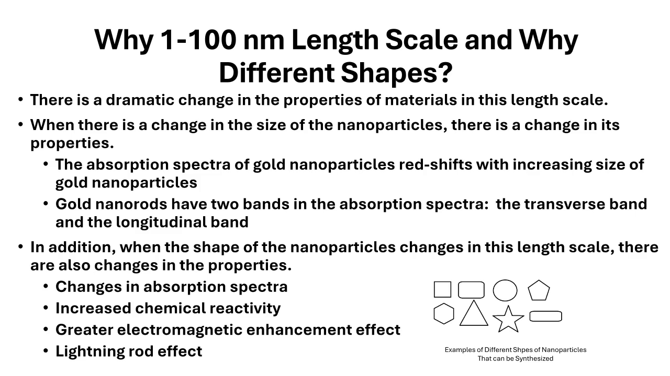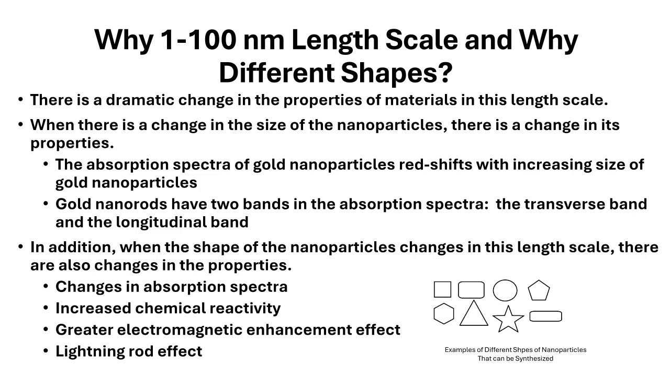Another property that changes is that the color of the nanoparticles changes as the size of the nanoparticles increases in the case of silver and gold nanoparticles. In addition, in the case of gold and silver nanorods, there is both a transverse and longitudinal surface plasmon band. The longitudinal plasmon band redshifts as the aspect ratio of the gold nanorods increases, while the transverse band remains in relatively the same position. There are also other properties that change when the shape of the nanoparticles changes.